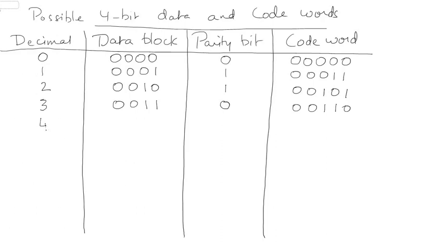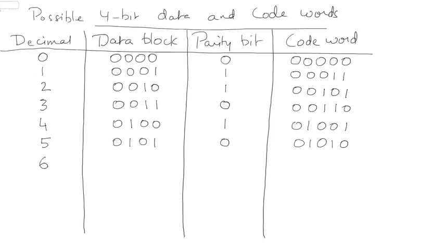For the decimal number 4, in binary we write it as 0, 1, 0, 0. So count the number of ones. We have an odd number, so put an extra 1 here. And the complete code word is 0, 1, 0, 0, 1. For decimal number 5, binary is 0, 1, 0, 1. Already even number of ones are there, so no need to add extra 1, so we need to add 0. So this will be 0, 1, 0, 1 and 0.